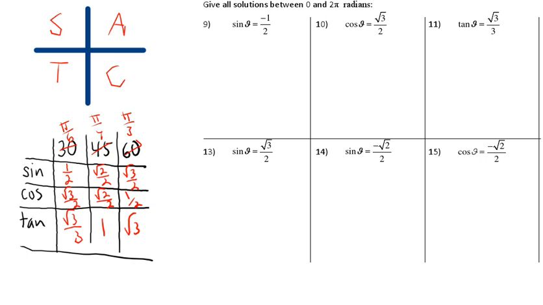And same thought process, what two quadrants can I have a negative sine value in? Well, in the bottom. Sine is based on the y-coordinate. Y is negative in the bottom half of the graph. Third quadrant and fourth quadrant.